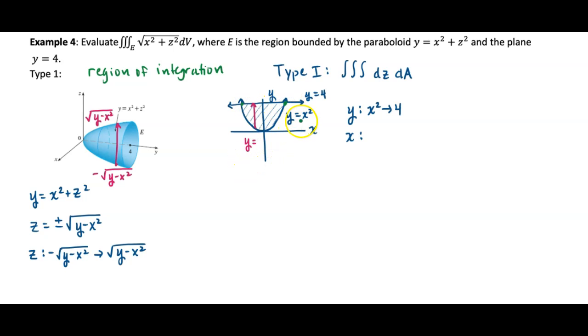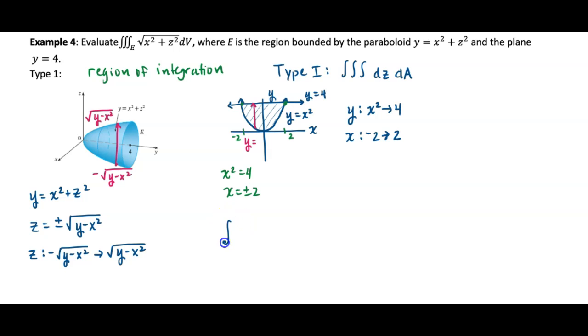So to find these intersections, let's set x squared equal to 4, which means that x is equal to plus or minus 2. So this is going to be negative 2, and this is positive 2. So my x is going from negative 2 to positive 2. All right, so we've got everything we need to set up this integral.